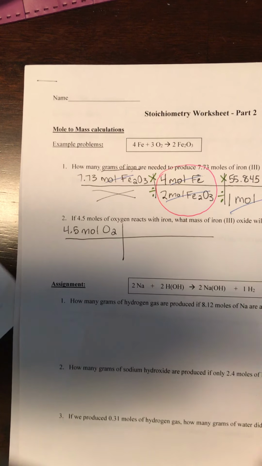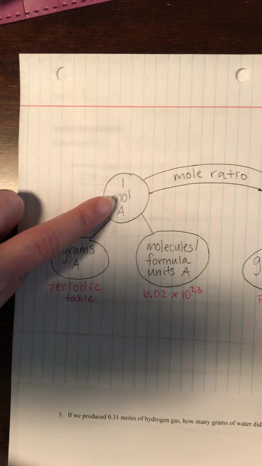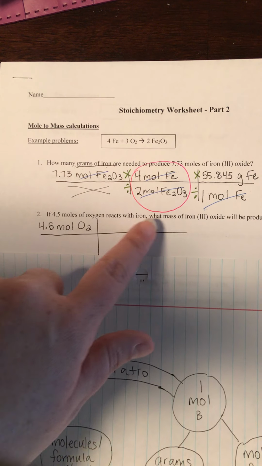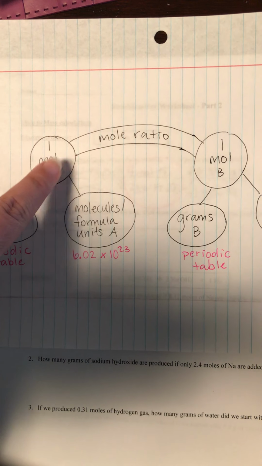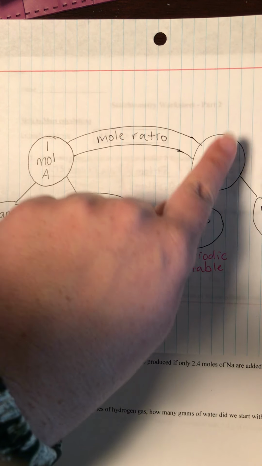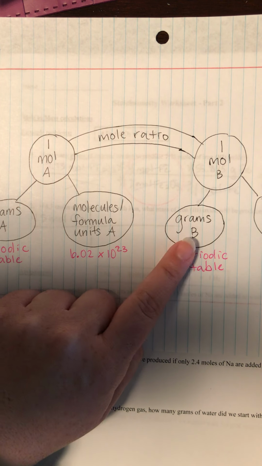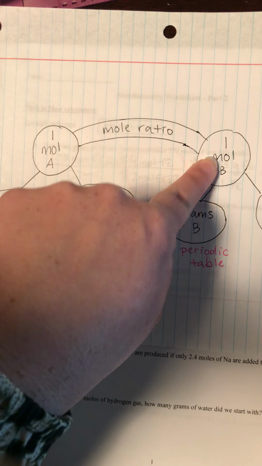Okay, so let's look at our little roadmap for stoichiometry. We are starting with moles of oxygen, moles of substance A, and we're looking for mass, which is grams, of iron 3 oxide. So same deal. We're going to start with moles of oxygen, use our mole ratio to get to moles of iron 3 oxide, and then go to grams. So we're going to need 3 boxes again. This is a box, the mole ratio is a box, and then our grams is a box.